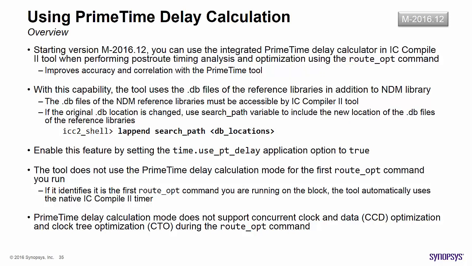The tool does not use PrimeTime delay calculation mode for the first route_opt command you run. If it identifies it is the first route_opt command you are running on the block, the tool automatically uses the native IC Compiler II timer. PrimeTime delay calculation mode does not support CCD optimization and CTO during the route_opt command.